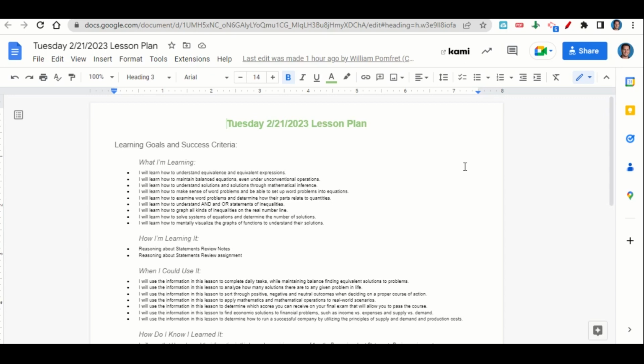understand solutions and solution sets through mathematical inference, how to make sense of word problems and be able to set up word problems into equations, how to examine word problems and determine how their parts relate to quantities, how to understand and or statements of inequalities, how to graph all kinds of inequalities on the real number line, how to solve systems of equations and determine the number of solutions, and how to mentally visualize the graphs of functions to understand their solutions. How are we learning it?